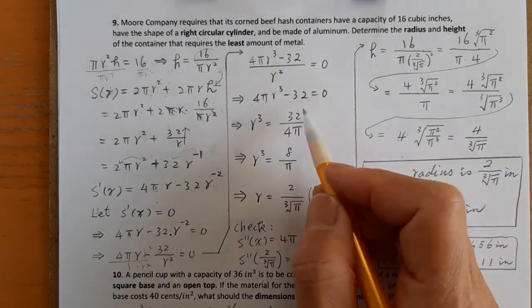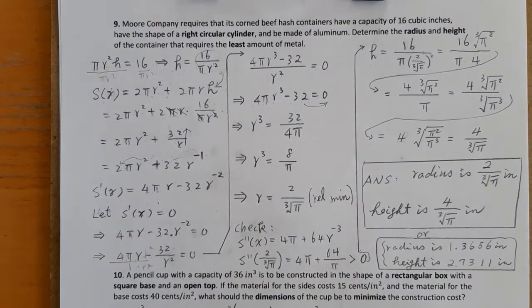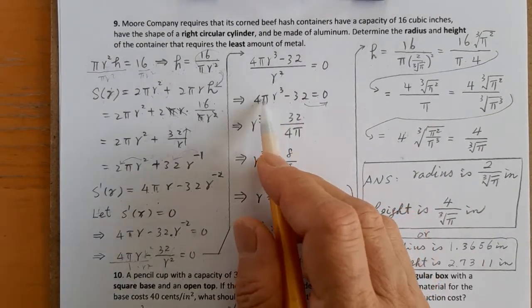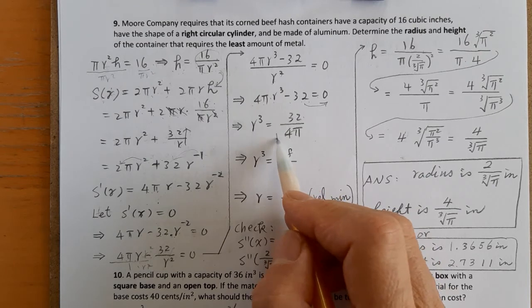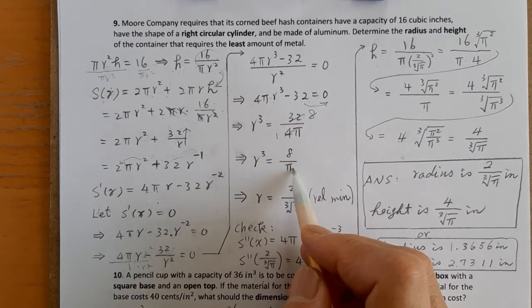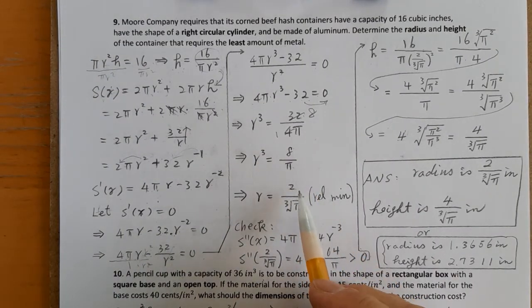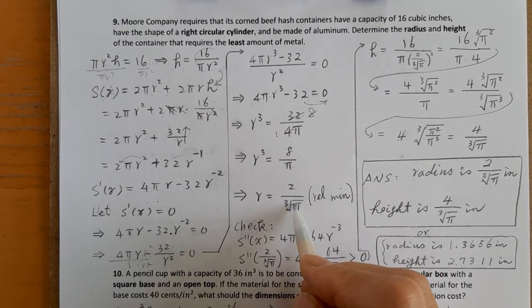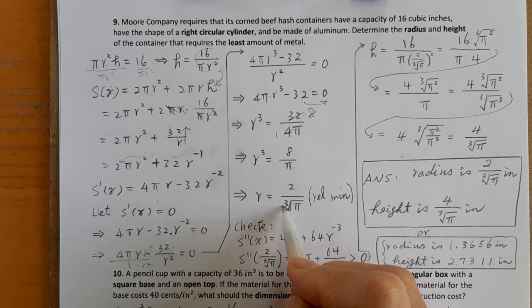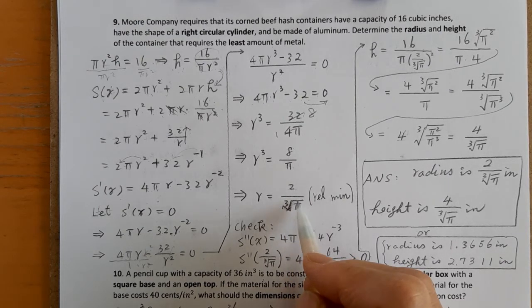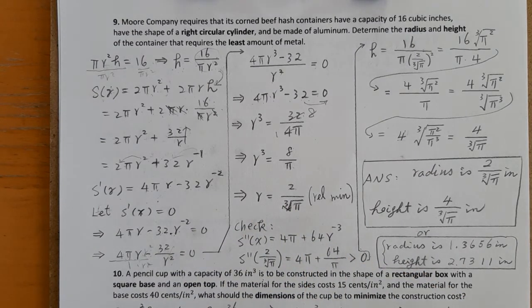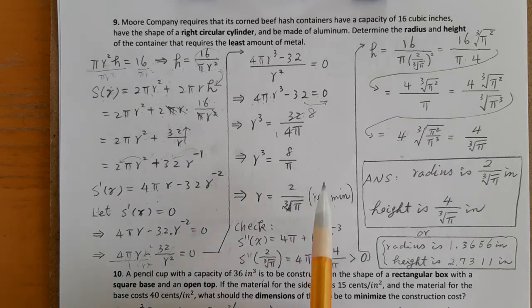Solve for r. Move minus 32 to the right and get 32 over 4 pi. Cancel 4, get 8 over pi. Take the cubic root. The cubic root of 8 is 2, and the denominator is the cubic root of pi. And this one is a relative minimum. You can check it.